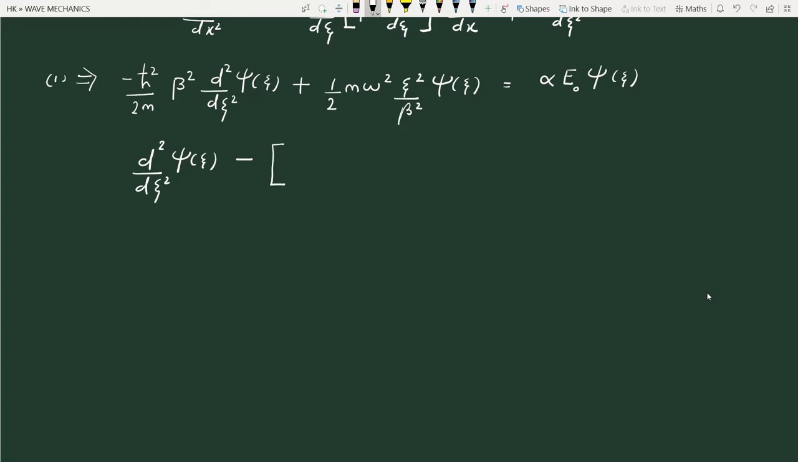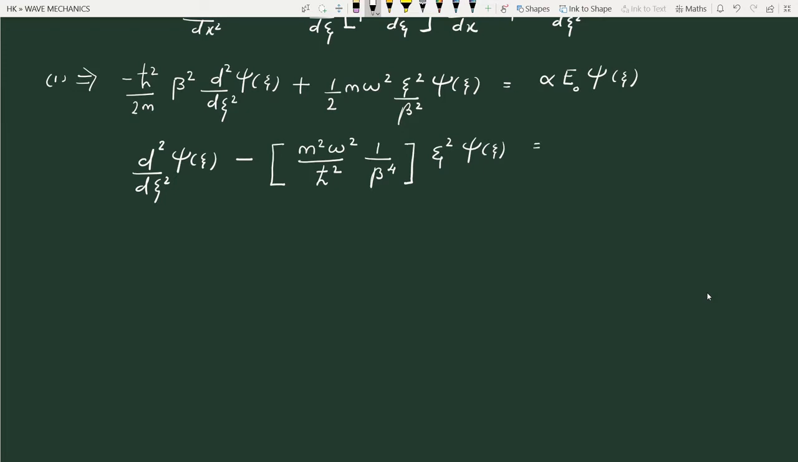The second coefficient, let me use a square bracket here. You are dividing by minus h cross square by 2m beta square, so you are basically multiplying by 2m by h cross square into 1 by beta square, right? So 2 will cancel. Here you have m square omega square by h cross square. Then there is a beta square already in the denominator, and one more beta square, so you will have beta raised to 4. Let me close this bracket here. Then you have theta square psi theta. Check whether this is correct.